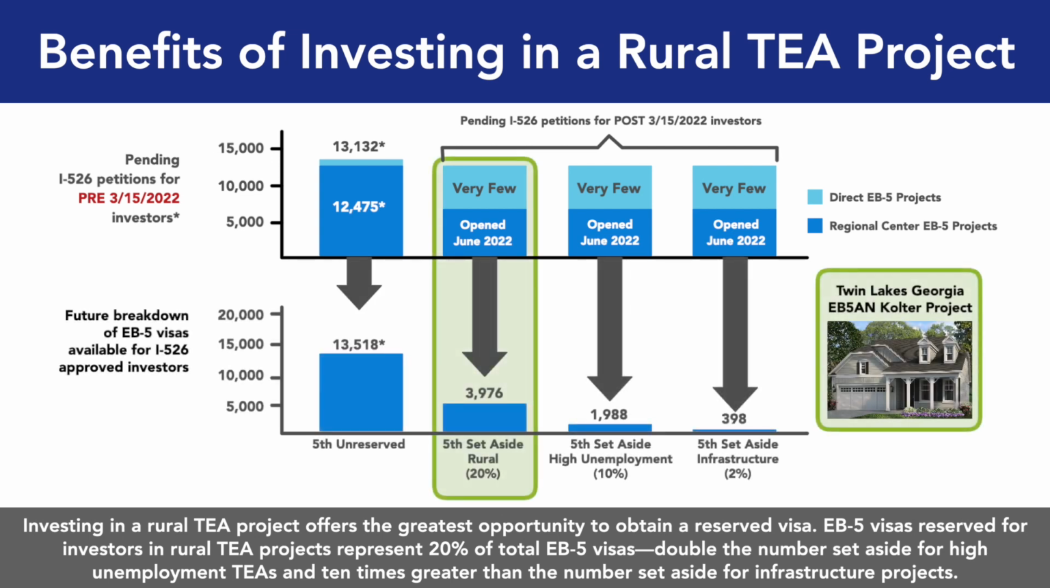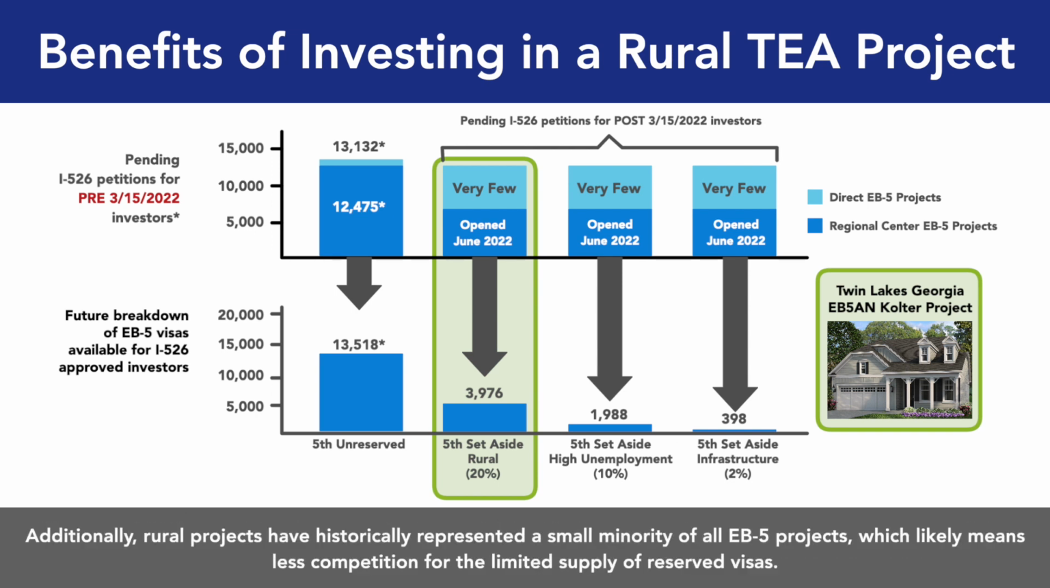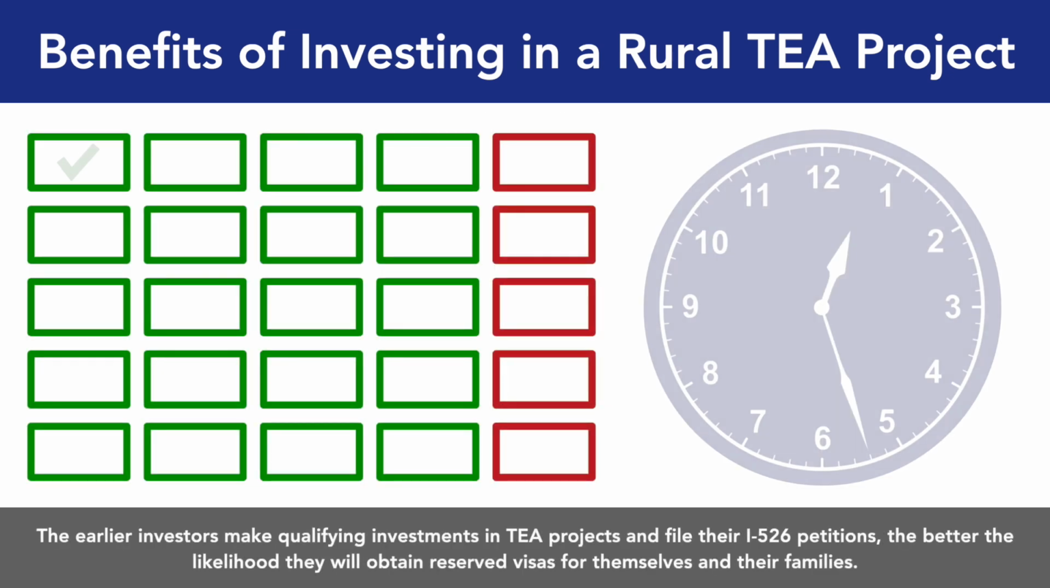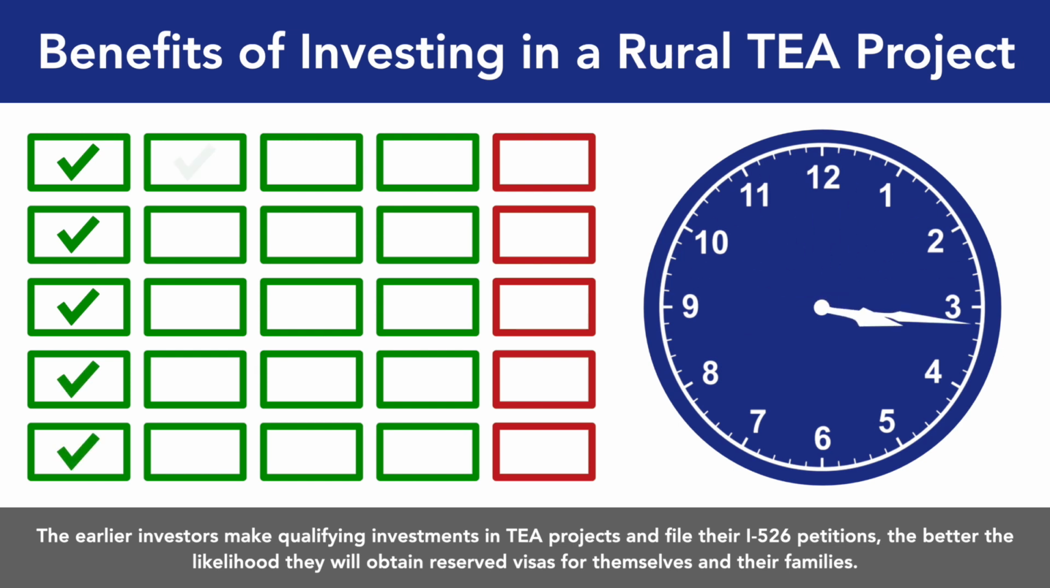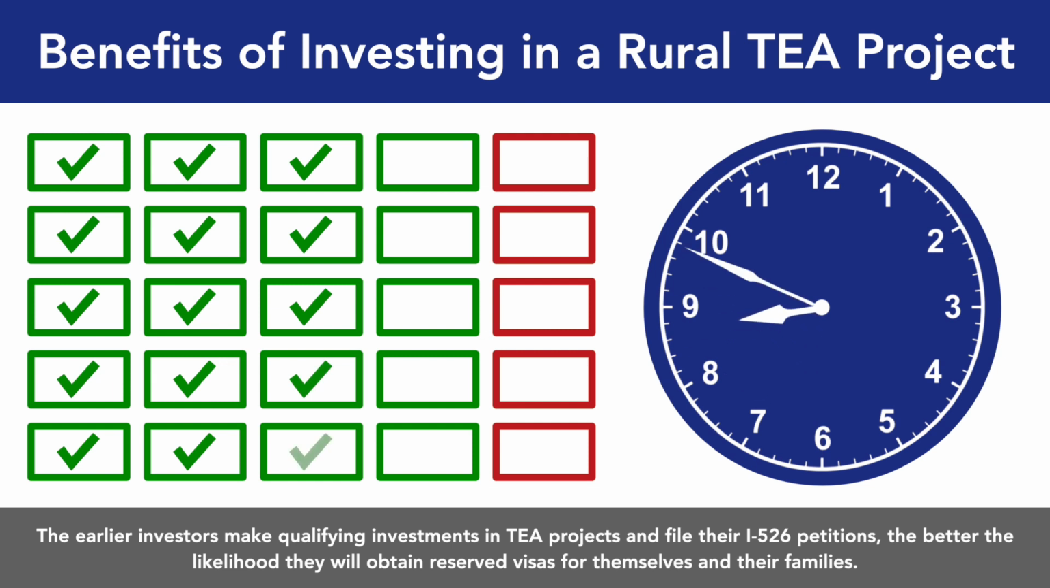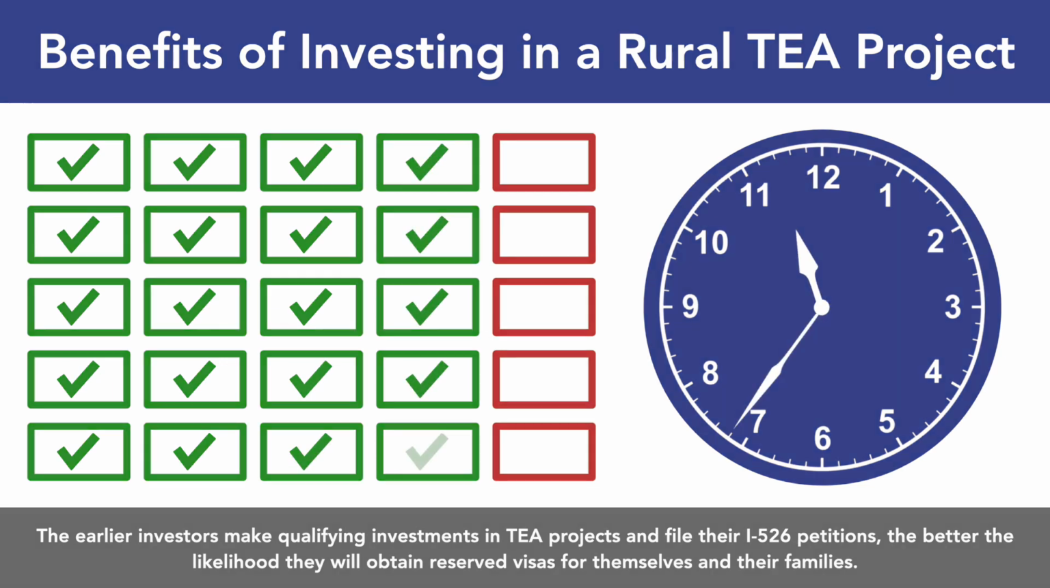EB-5 visas reserved for investors in rural TEA projects represent 20% of total EB-5 visas, double the number set aside for high unemployment TEAs, and 10 times greater than the number set aside for infrastructure projects. Additionally, rural projects have historically represented a small minority of all EB-5 projects, which likely means less competition for the limited supply of reserved visas. The earlier investors make qualifying investments in TEA projects and file their I-526 petitions, the better the likelihood they will obtain reserved visas for themselves and their families.